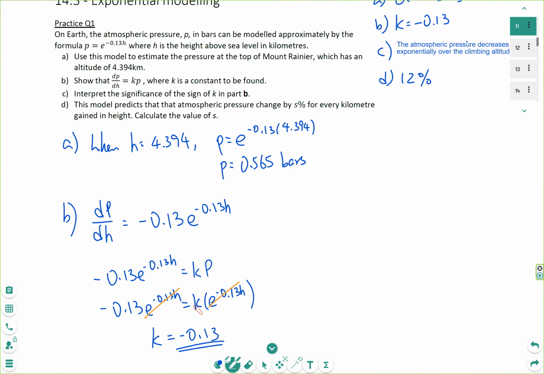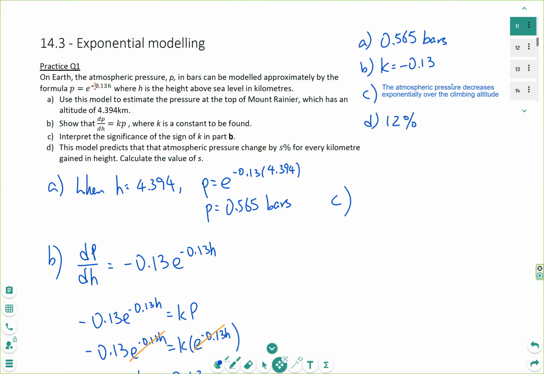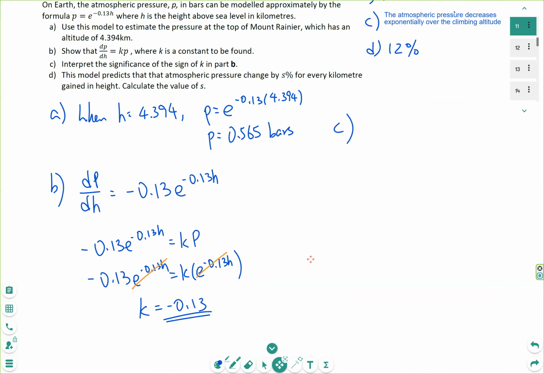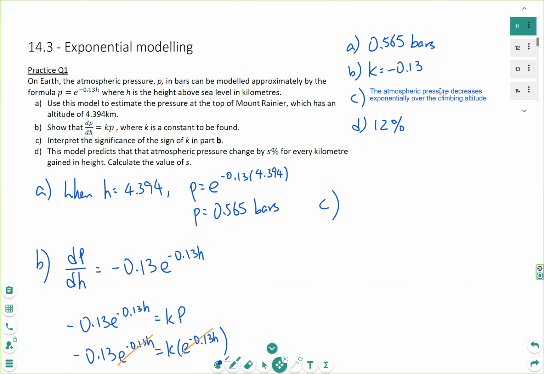Okay, part C. I've shown you the answer. It's a negative again. So k is negative 0.13. Negative shows you that the rate of change is negative. It means the atmospheric pressure decreases exponentially over the climbing altitude. That means as the altitude goes up, the pressure actually decreases.